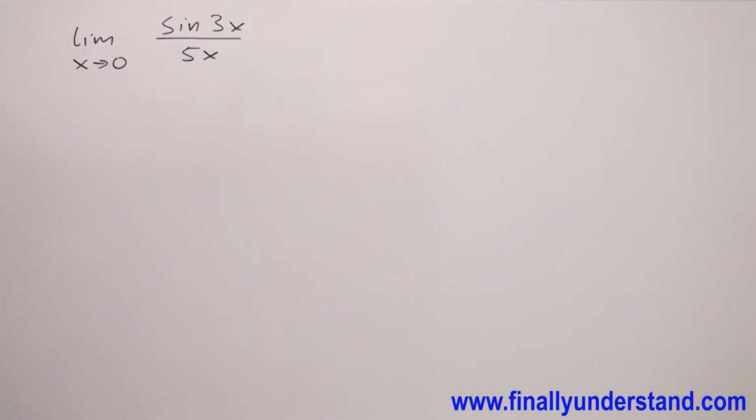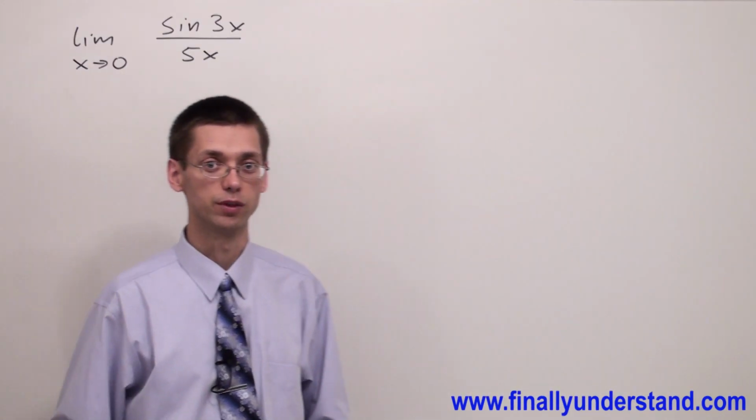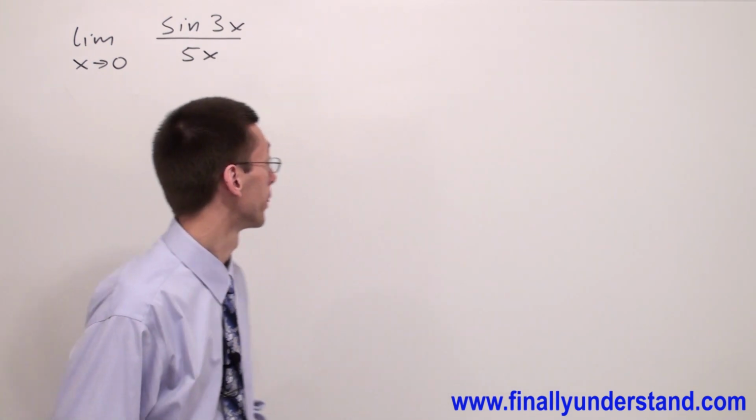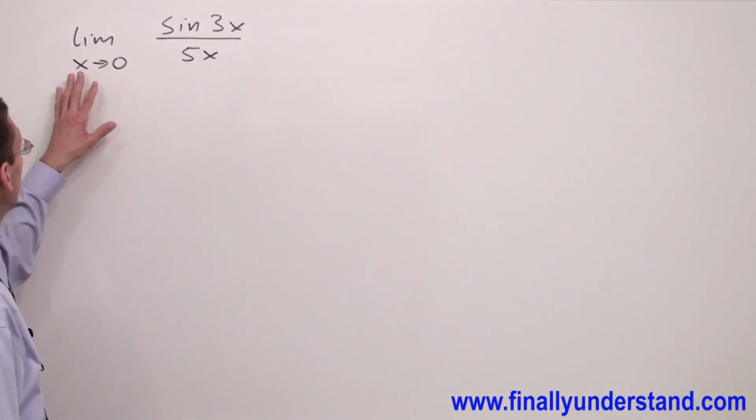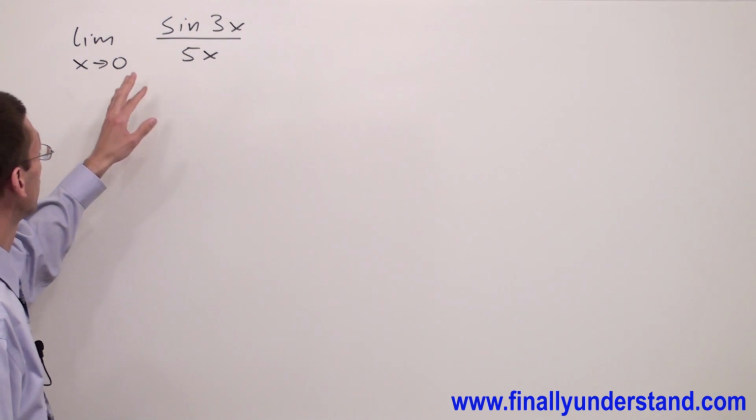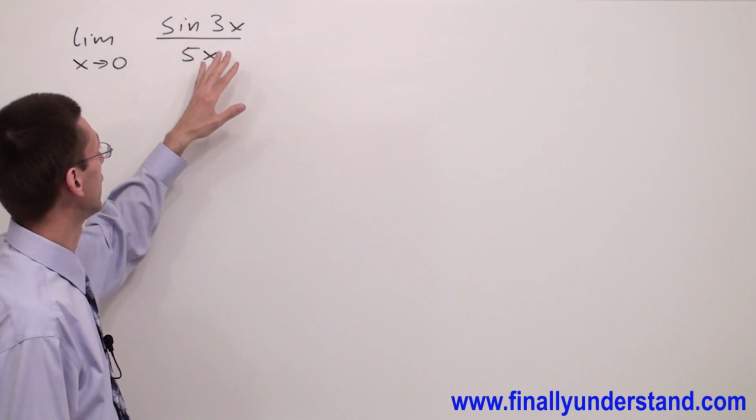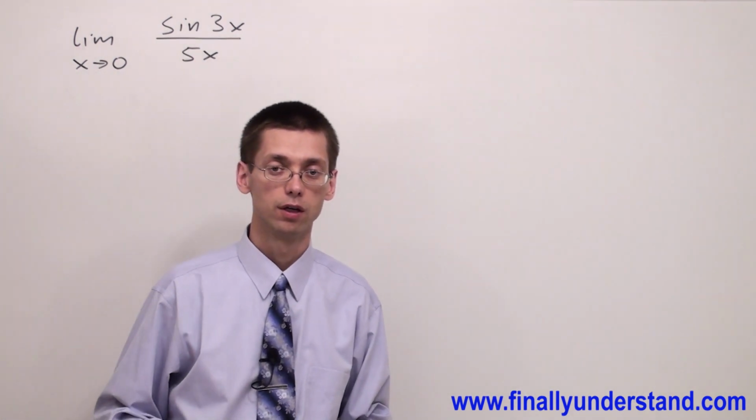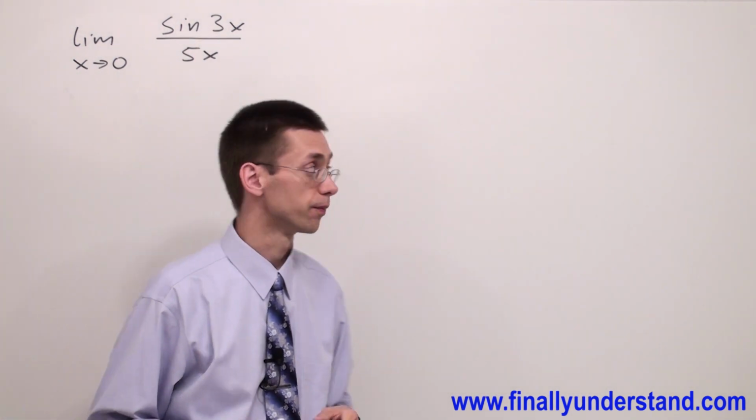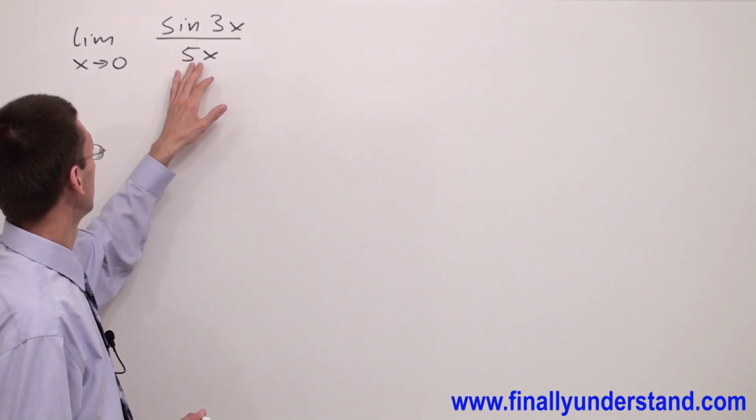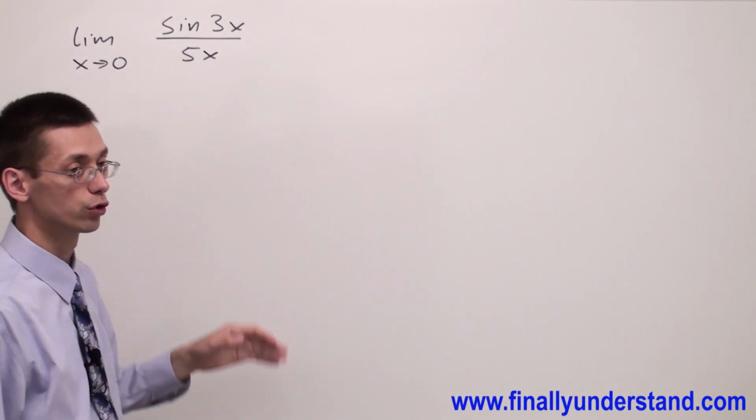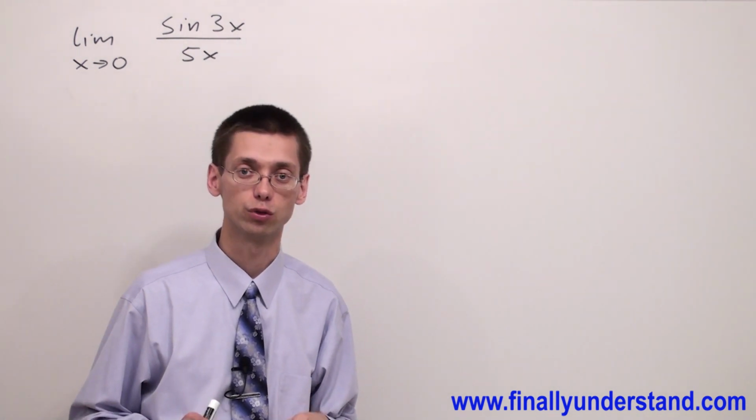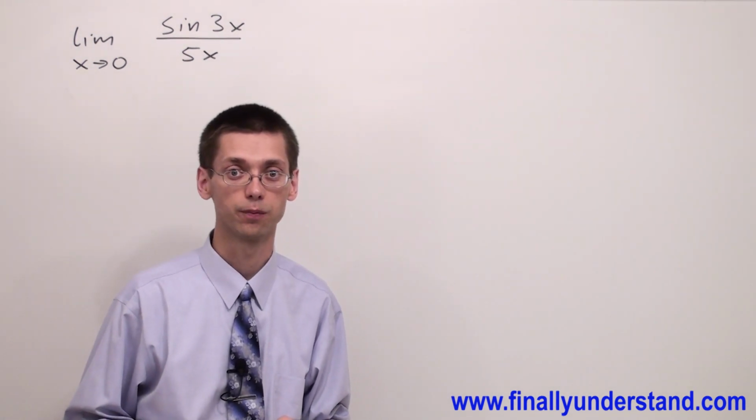Let's take a look at this example. This one is a little bit different compared with the ones which we just solved. We have the limit with x approaching 0 of sine 3x over 5x. We're supposed to start, like always, from the denominator. 5 times 0 is going to give me 0 in the denominator. We said we do not want to see zeros in the denominator.